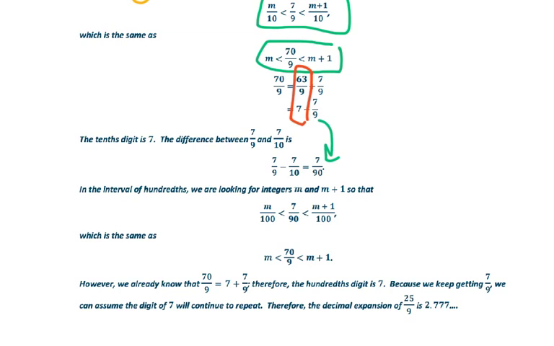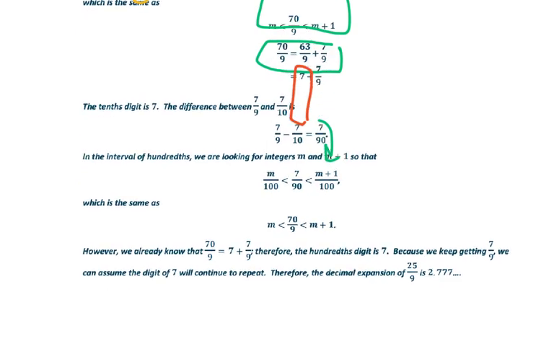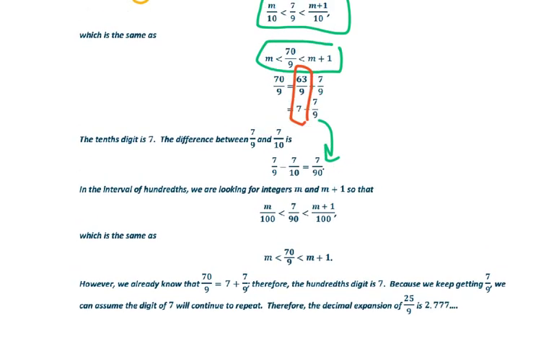Okay, so then let's go to the hundredths. So notice that in the hundredths we have m over 100, and then it's between that and m plus 1 over 100, because we're all talking about hundredths here. And then you're going to take the 7/90, and you're going to pop that in between the m over 100 and the m plus 1 over 100. Multiply through by 100 again, clear that fraction, and so you end up with m is less than 70/9 is less than m plus 1.